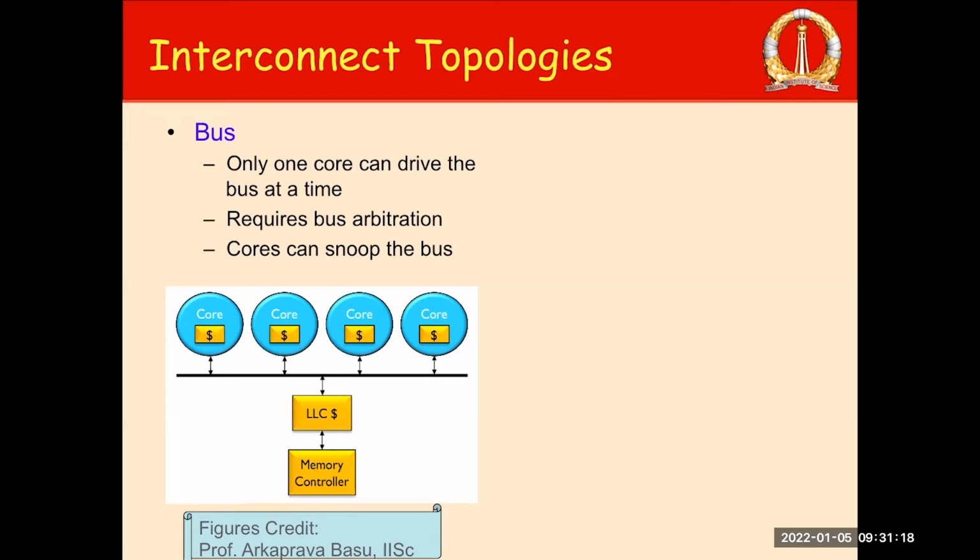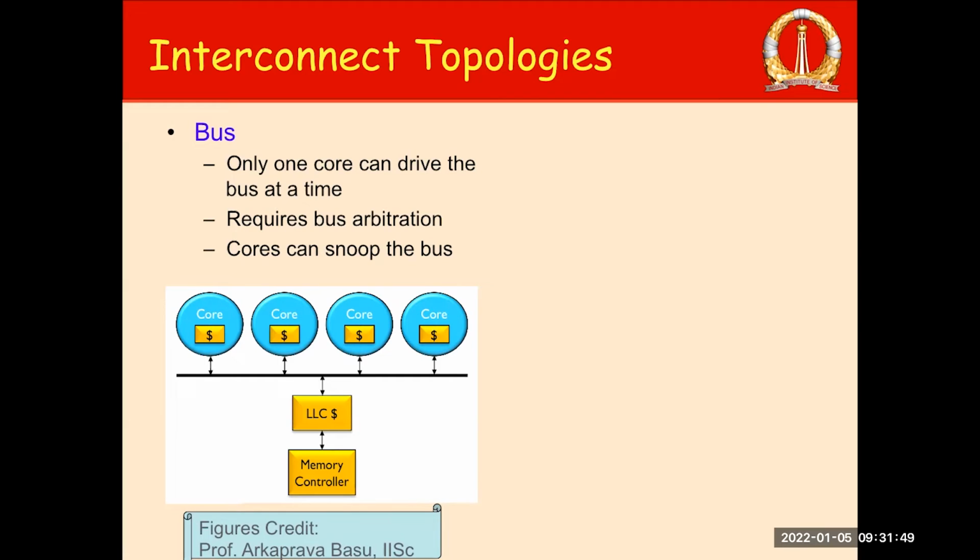So the interconnect network in this particular case is a shared bus. In a shared bus, at any given point in time, only one core can use the bus, because only one request can be put on the bus. If there are multiple cores which want to access the shared interconnect network, then some arbitration has to be done between them. There is an arbitrator which decides which core would use the bus at a given point in time.